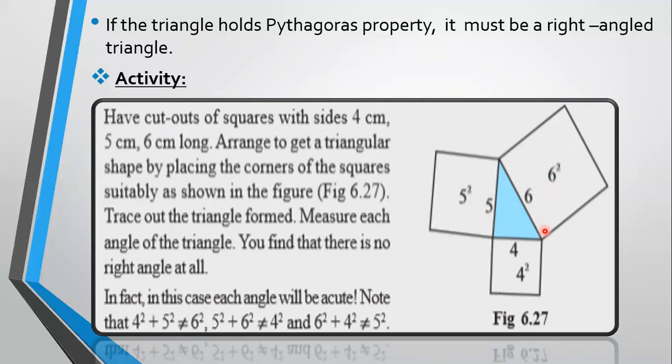Similarly, if we take the measures with the sides 4 cm, 5 cm and 7 cm, the triangle so formed will be an obtuse angle triangle. In that case also, the triangle does not hold Pythagoras property. From that, we can state that if the triangle holds Pythagoras property, it must be a right angle triangle. And obtuse angle triangle and acute angle triangle, they do not hold Pythagoras property. Okay, children? Now we will consider some examples given in the textbook.